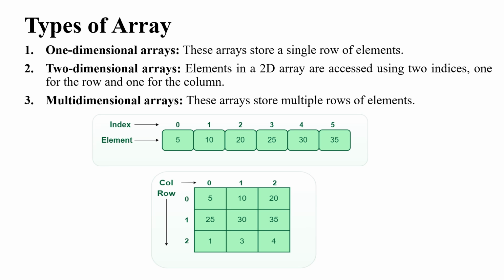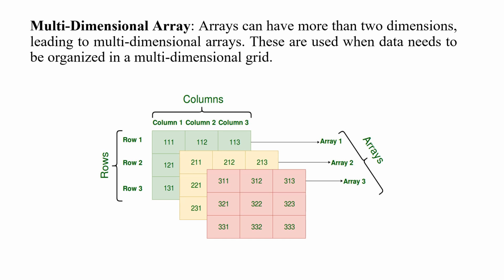Then we're going to discuss multi-dimensional array. A multi-dimensional array is like a table or grid where data is organized in rows and columns. For example, a two-dimensional array can store students' marks for different subjects, where each row represents a student and each column represents a subject. If we go beyond two-dimensional arrays, it's just like adding more layers to the grid, like organizing data in cubes or more complex shapes.